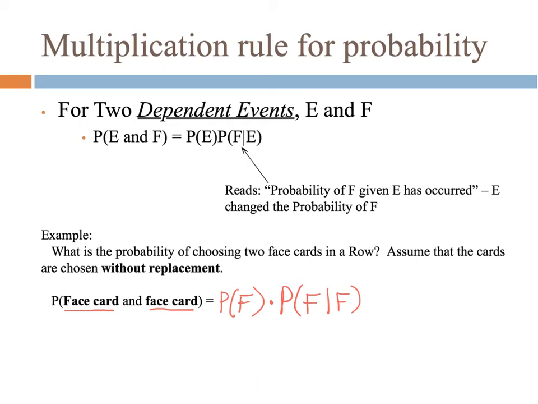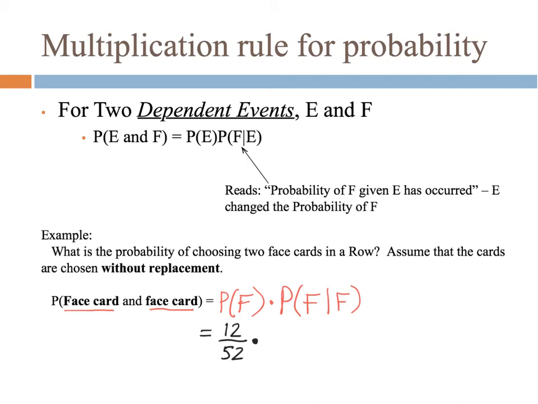In this case, since we're not replacing them, that is going to change my probabilities. For the first face card, there are 12 face cards in a deck of cards: 4 kings, 4 queens, and 4 jacks. So when we say face card, we literally mean a card with a face. On the first draw, there's a 12 out of 52 probability that we're going to get a face card.